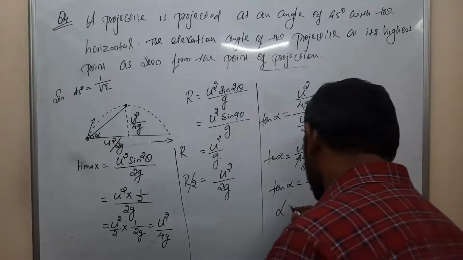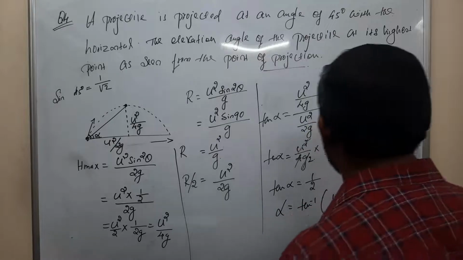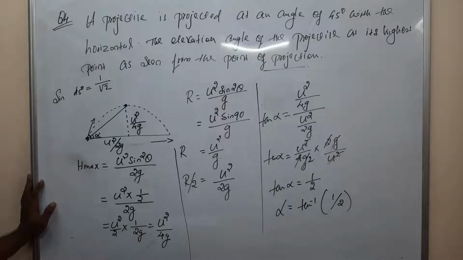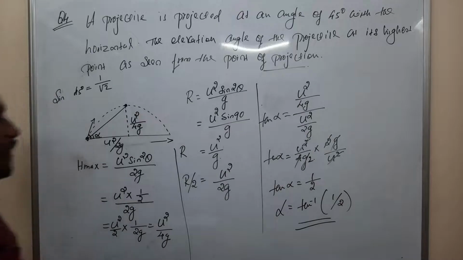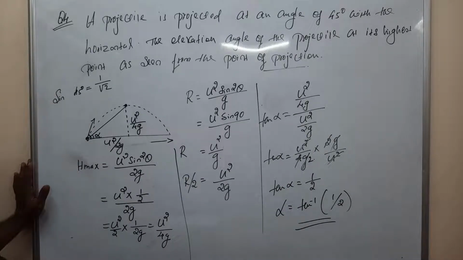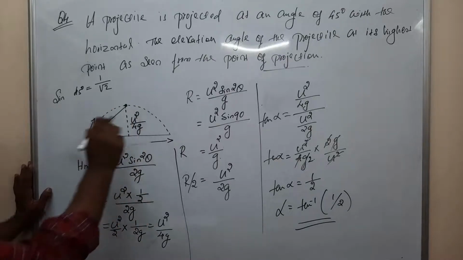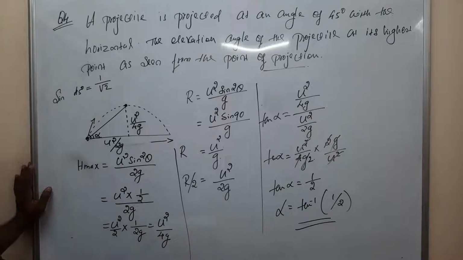So alpha is equal to tan inverse of 1 by 2. So that is the answer. This is the elevation angle of the projectile at its maximum height as seen from the point of projection. So this is the angle alpha. We have found that tan alpha is equal to 1 by 2, so alpha is equal to tan inverse of 1 by 2. Clear?